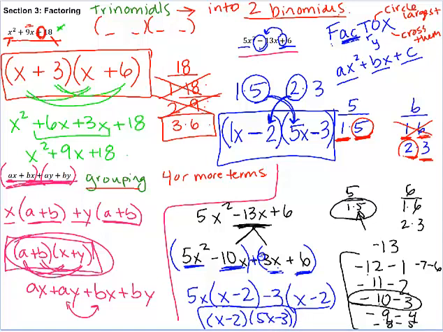Now, if you do it this way, where you try to split the 13x up, if these two factors do not match, then you picked the wrong set over here, and you would have to try again.